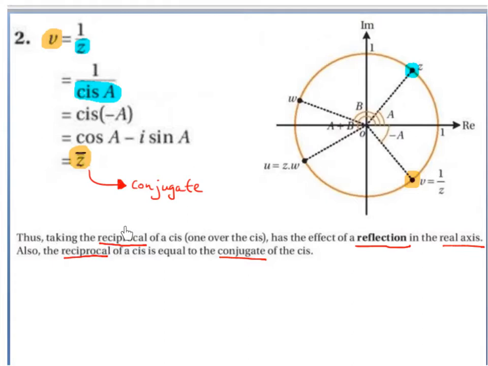Thus, taking the reciprocal of a CiS, so 1 over the CiS, has the effect of a reflection in the real axis. So what we see here is Z, the complex number, and here is V, its reflection in the real axis. Also, the reciprocal of a CiS is equal to the conjugate of a CiS.